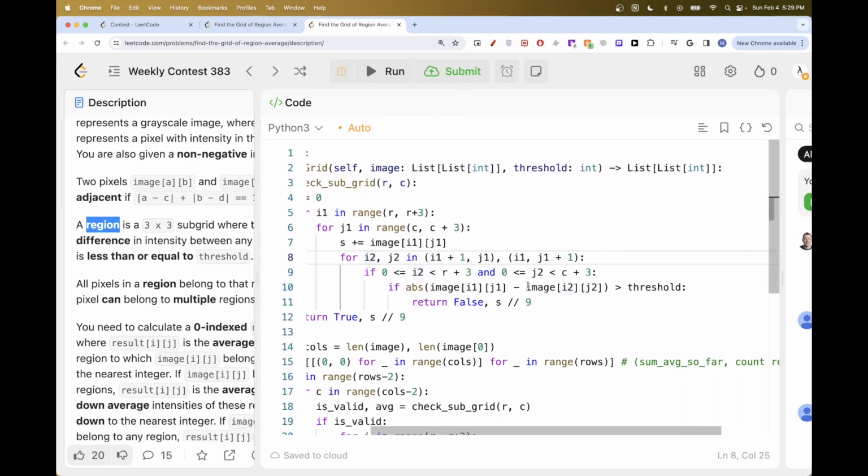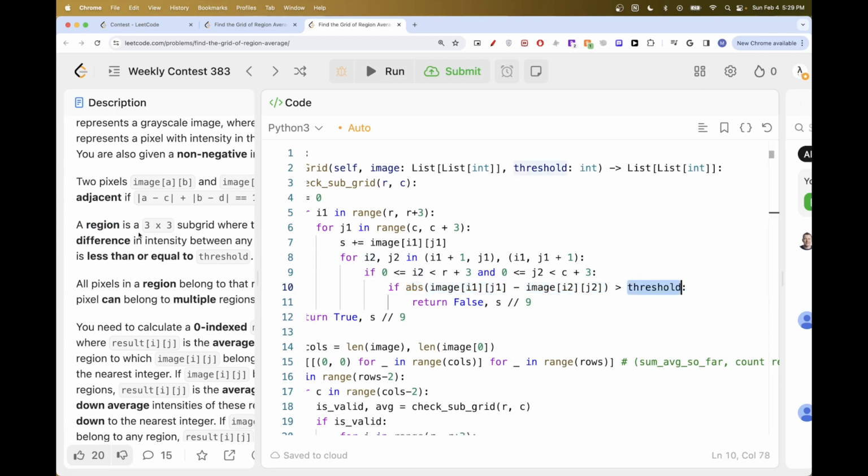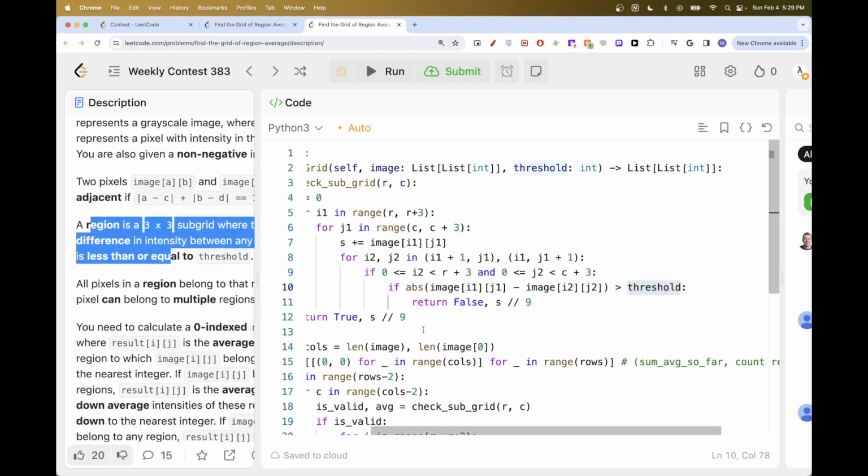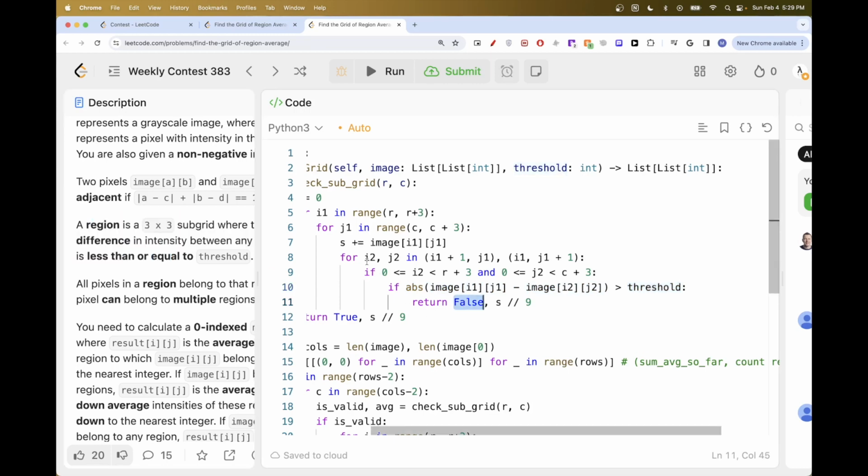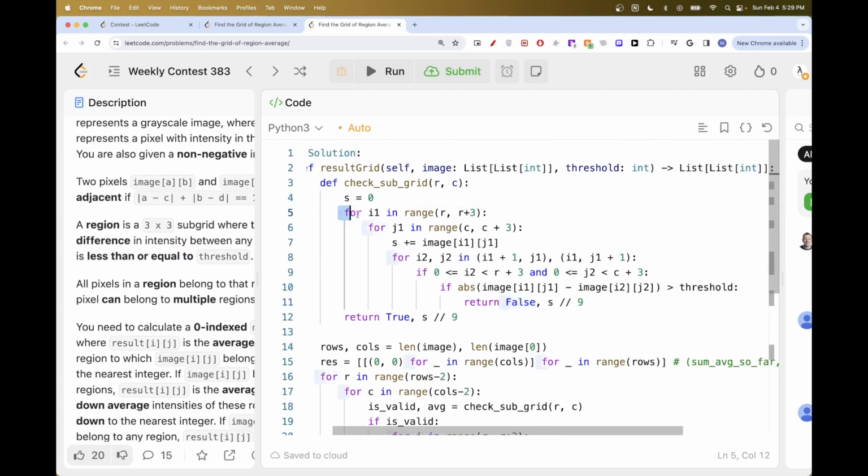And so here we check if the difference between the intensity of the pixels is bigger than threshold, then it's not a region, which is this exact condition. And so we return false in that case. But if we checked all the positions and all of their adjacent ones, and all of them were below or equal to threshold, then we can return true, because that means it's a region. Okay, and then we return the average here.